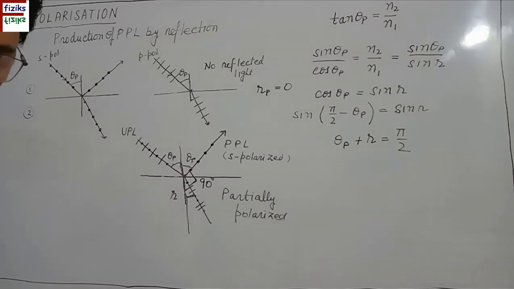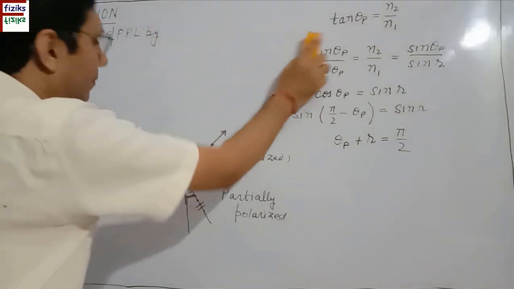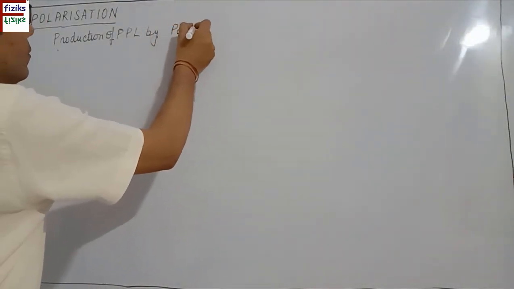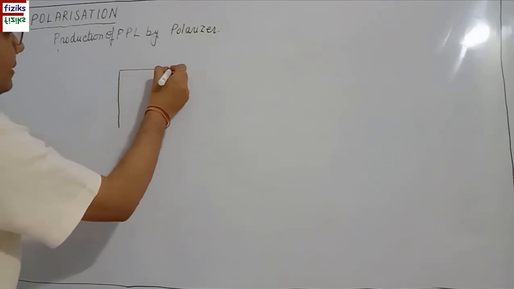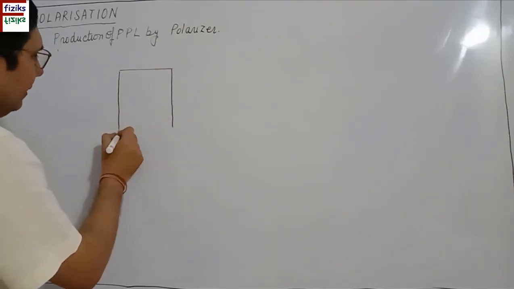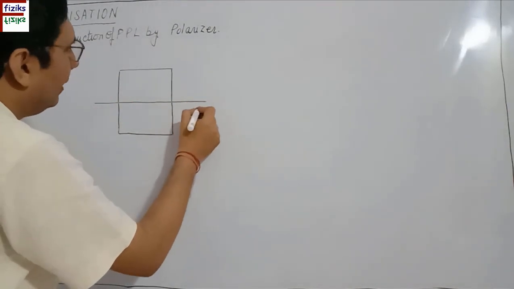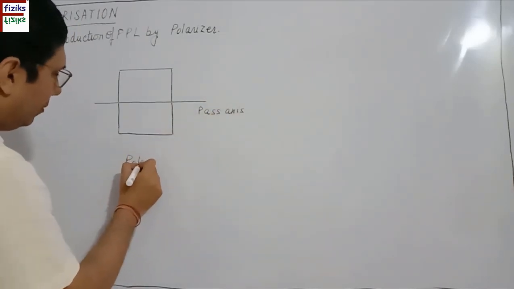The second method is by using polarizers. So, production of plane polarized light by using a polarizer. This is also known as Malus law. So what is a polarizer? A polarizer is an optical device, a glass plate like device, in which a line is drawn, and this line is known as the pass axis. This is the polarizer, suppose.